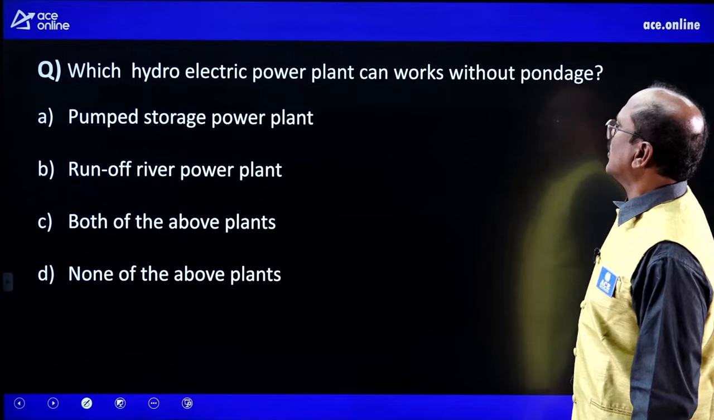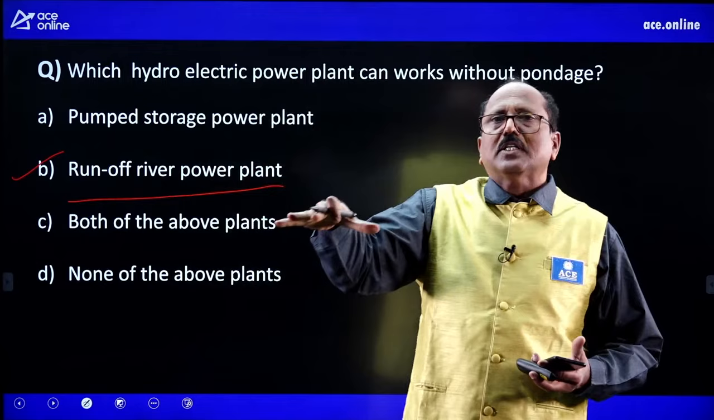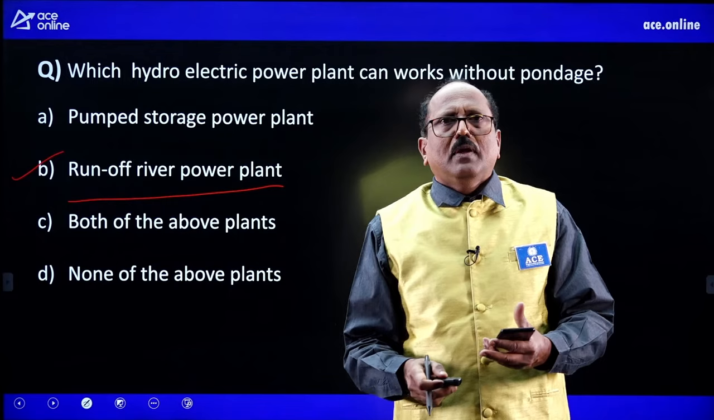Which hydropower plant can work without pondage? Run-of-river plant. Run-of-river plant means without any dam construction, just with minimum water supply, a turbine is placed in the river. During flood season, it runs.